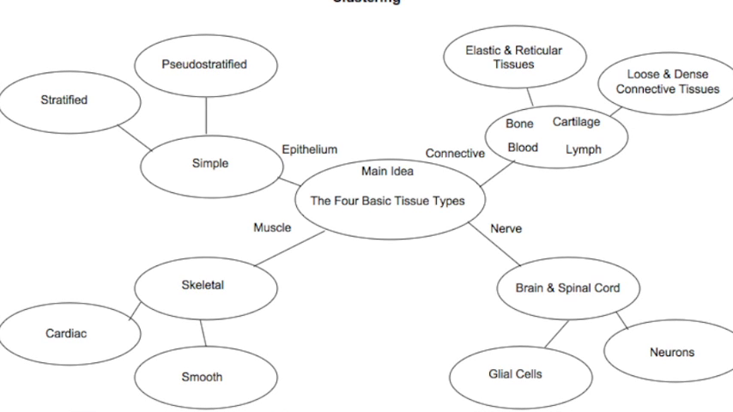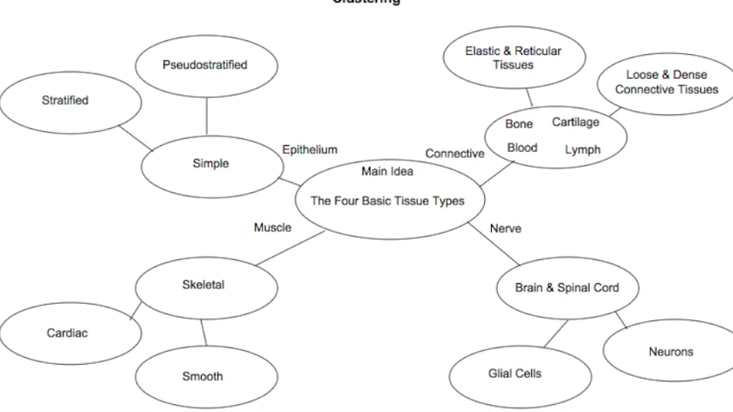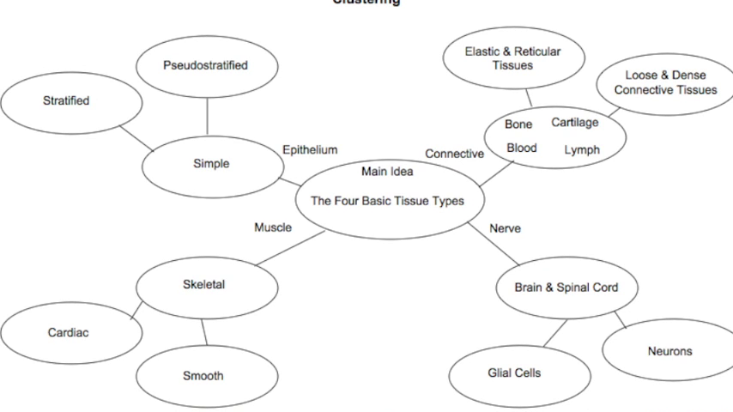So with the branch for connective tissue, in those branches from it, we have the 7 main types of connective tissue. We have elastic and reticular tissues, loose and dense connective tissues. We have bone, blood, cartilage, and limb.